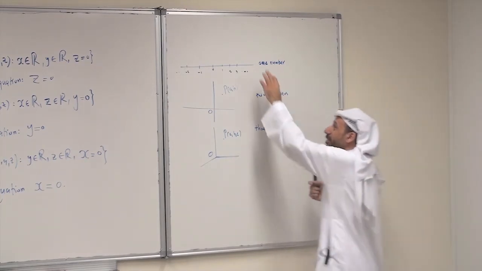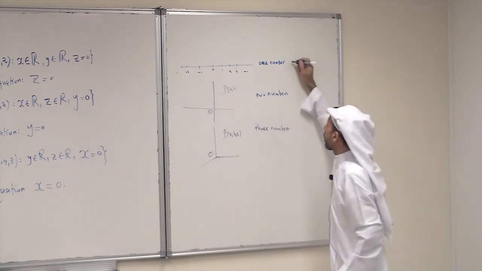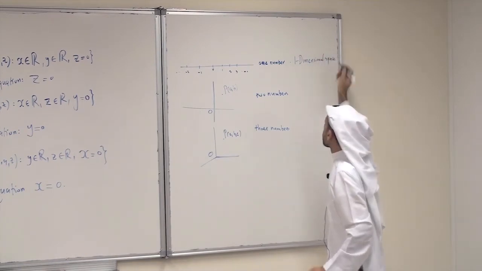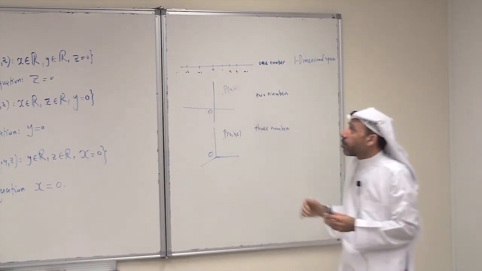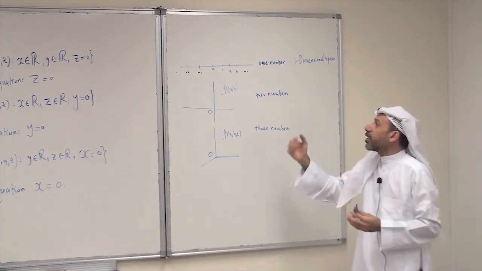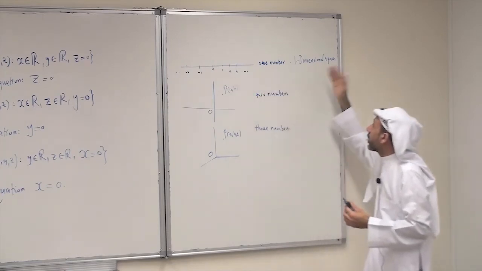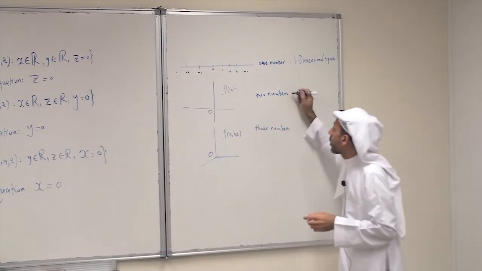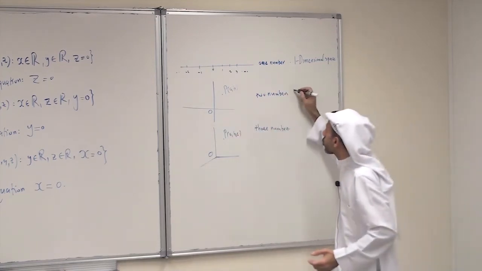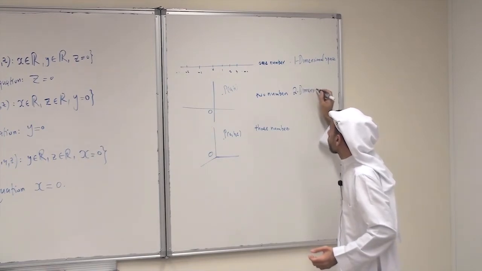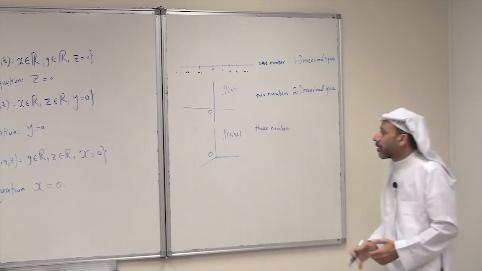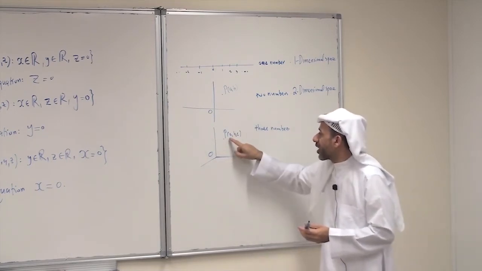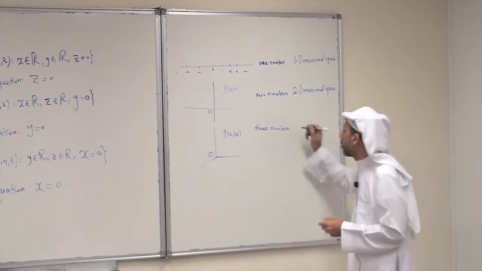Usually in mathematics, we describe the number line as one-dimensional space, indicating that any point on the number line can be described by only one number. In the plane, a point can be described by two independent numbers, so we call the XY plane, or any plane, two-dimensional space. In the real world, in XYZ space, any point can be described by three independent numbers. So this space is called a three-dimensional space.